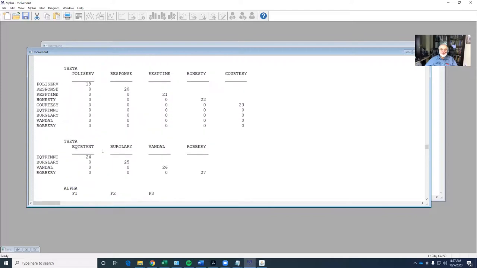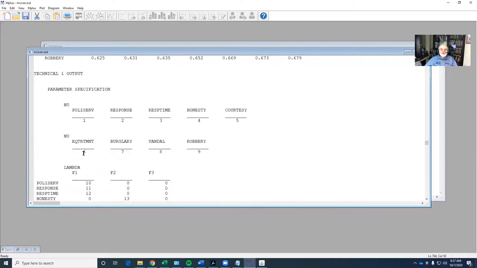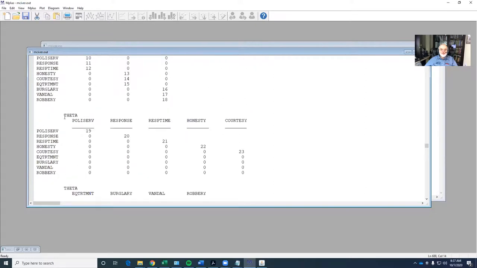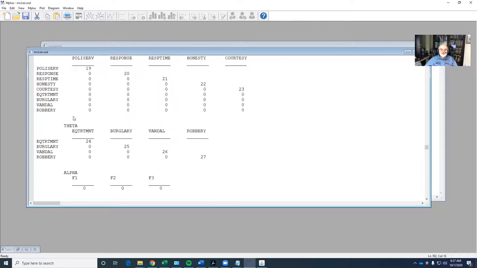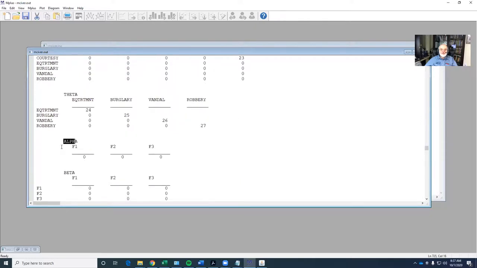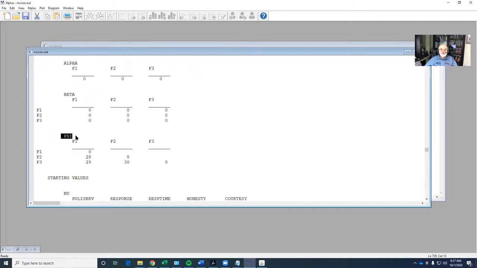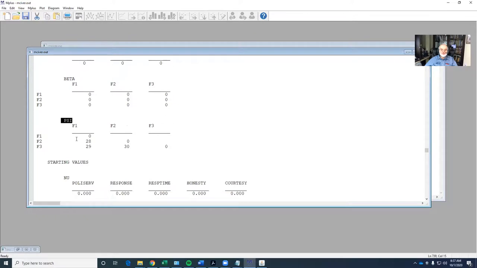So again, just to rehearse: nu, manifest variable intercepts; lambda, factor loadings; theta, error variances; alpha, factor means; beta, paths from latents to latents; and psi, variances and covariances of latents.